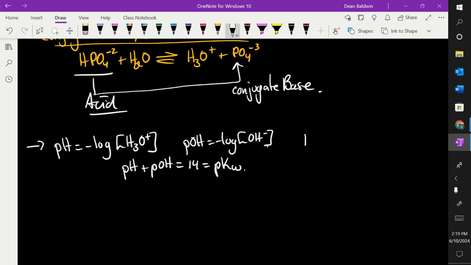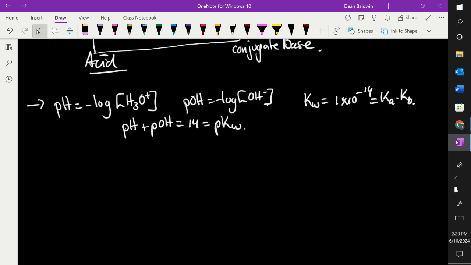Kw is what? It is 1 times 10 to the negative 14, and it is equal to Ka times Kb. Isn't it also like the concentration of H3O plus times the concentration of OH minus? Yeah, it would be Kw.